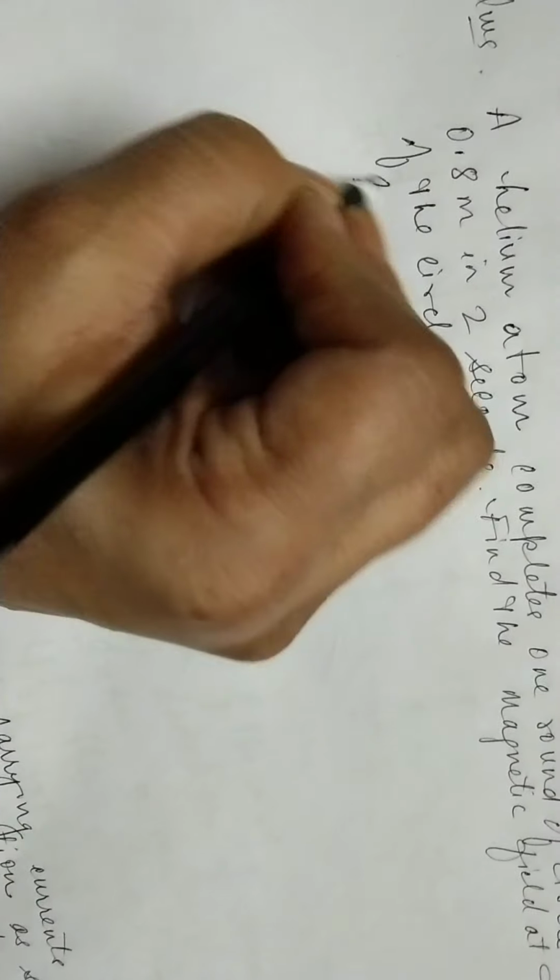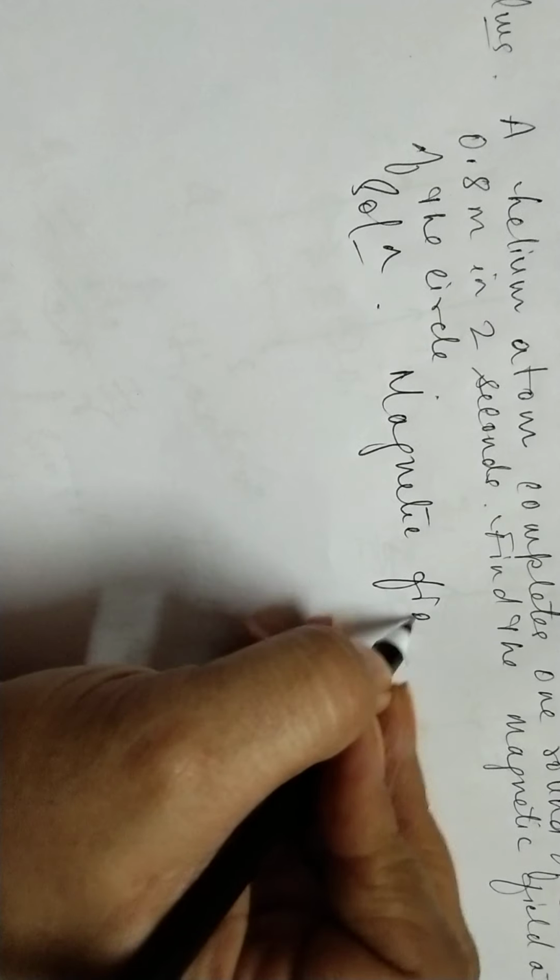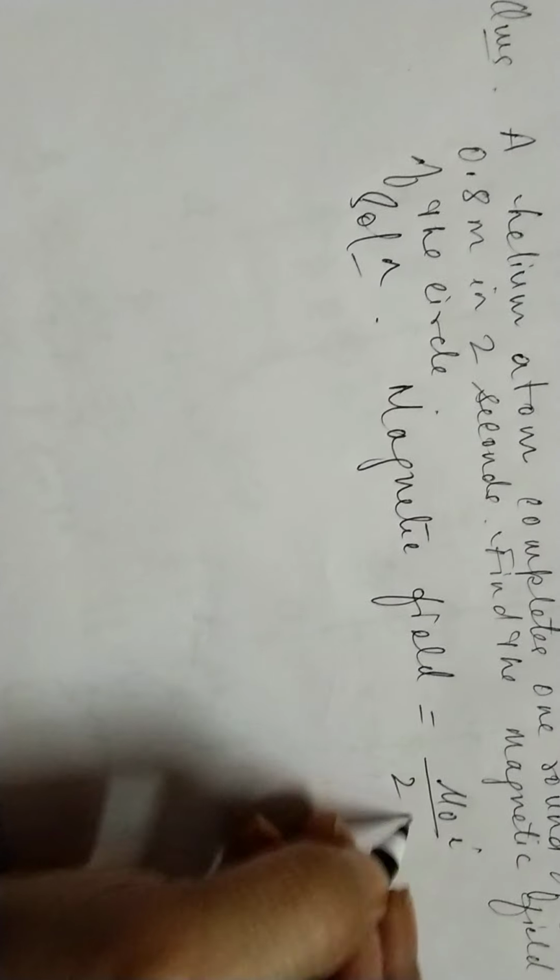The solution: we need to know the magnetic field formula, which is B equal to mu 0 I by 2r. This is the formula. Mu 0 is the permeability of the medium, I is the current, r is the radius. Okay, so in this case what next we need to know? If you see the question, nowhere is the current given.